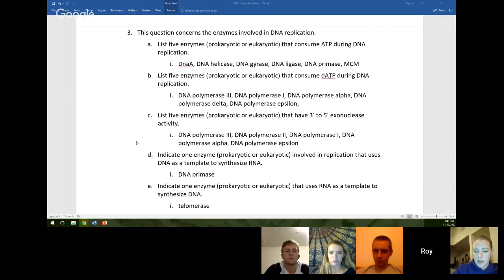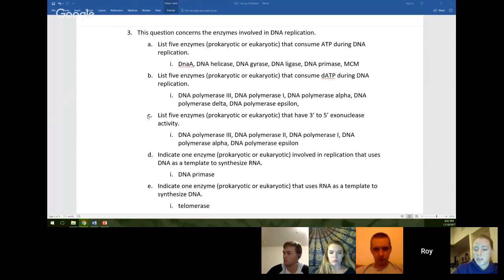DNA polymerase 1, DNA polymerase 2 and 3, delta, and epsilon. And indicate 1 enzyme, prokaryotic or eukaryotic, involved in replication that uses DNA as a template to synthesize RNA, that's DNA primase. And then this one uses RNA as a template to synthesize DNA, is telomerase. Okay, on to number 4.